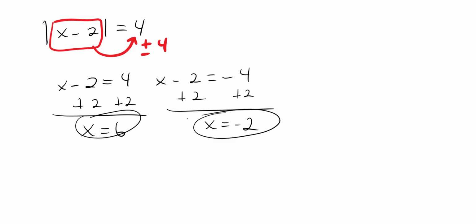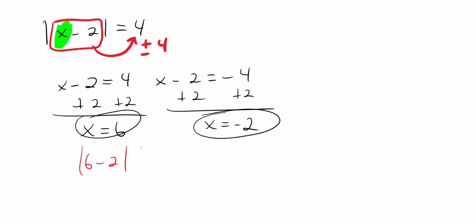Now some of you are going, I don't understand. How are there two answers for this problem? Not that you have to do this, but if I took those two answers and plugged them back into my original problem, in other words, substituted them back in for x, and subtracted 2 and took the absolute value, I should get 4. Let's take a look. If I take 6, 6 minus 2 is 4.